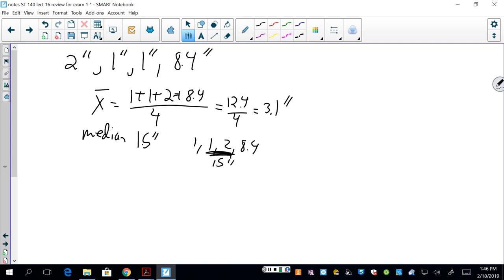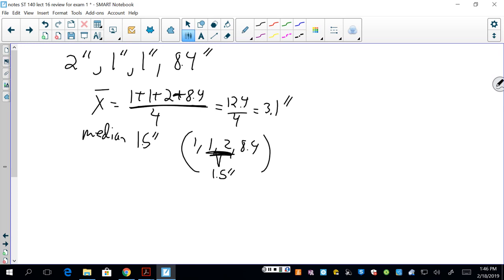Which one's sensitive to an extreme value? Wait, shouldn't that be over 5? It just has 4 values here. Oh, okay. Right. And for the median, I'm just taking the midpoint here, about 1.5 inches. So there's 4 actual storms, divided by 4. Which one's sensitive to extremes?